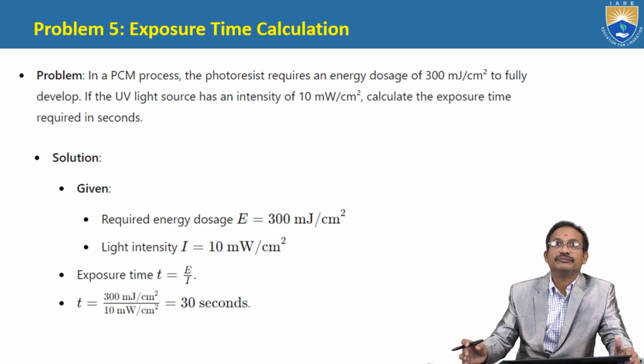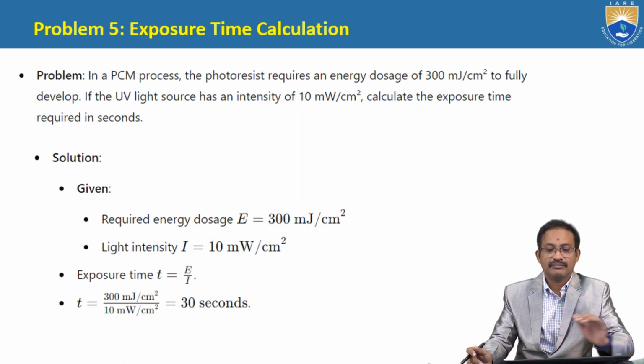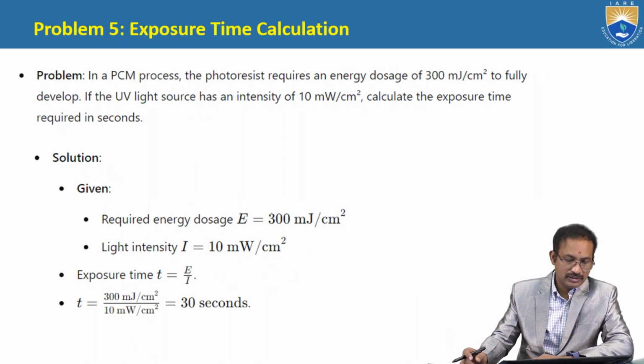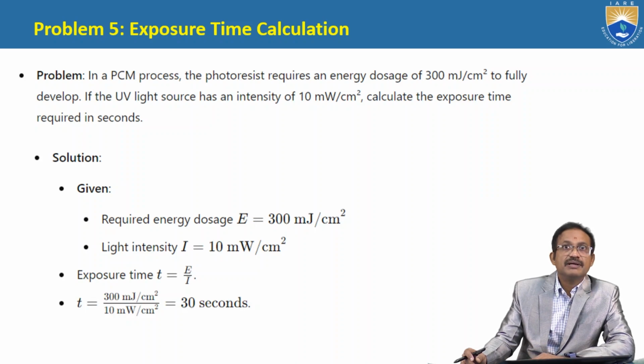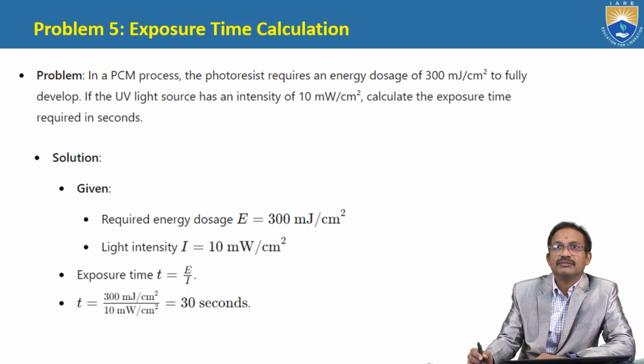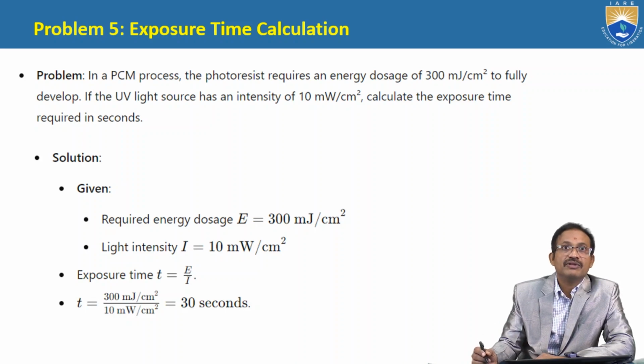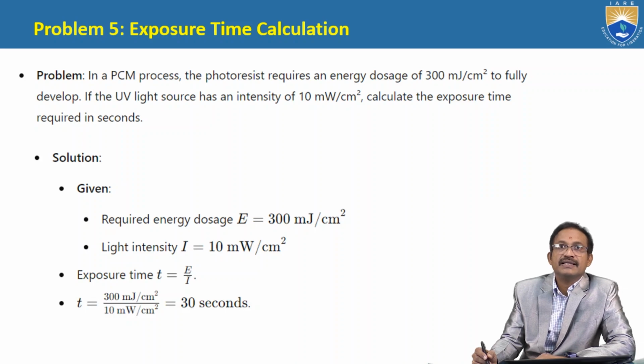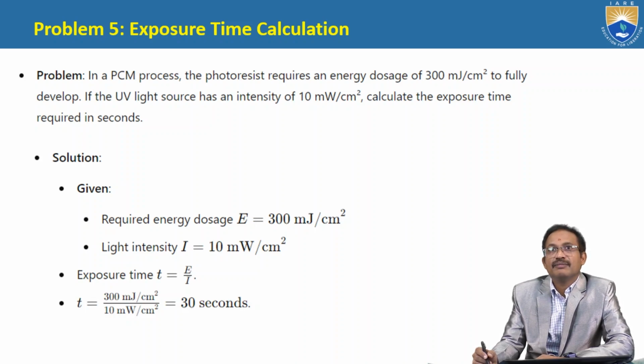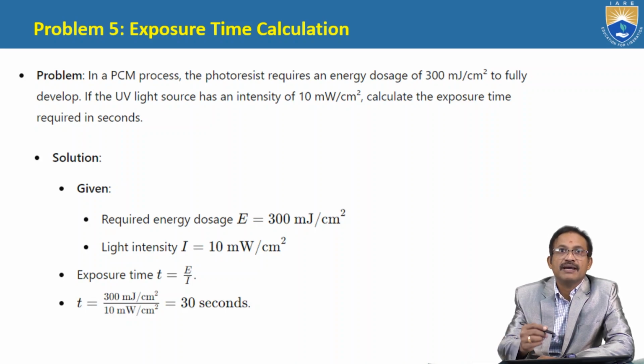Now, exposure time calculation. In the PCM process, the photoresist requires an energy dosage of 300 millijoules per centimeter square to fully develop. The UV light source has an intensity of 10 milliwatts per centimeter square. Calculate the exposure time required in seconds.